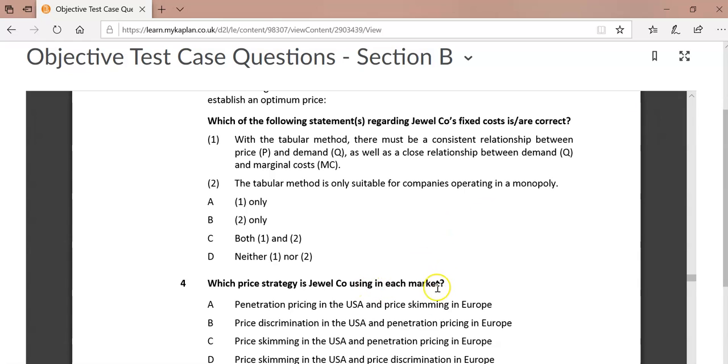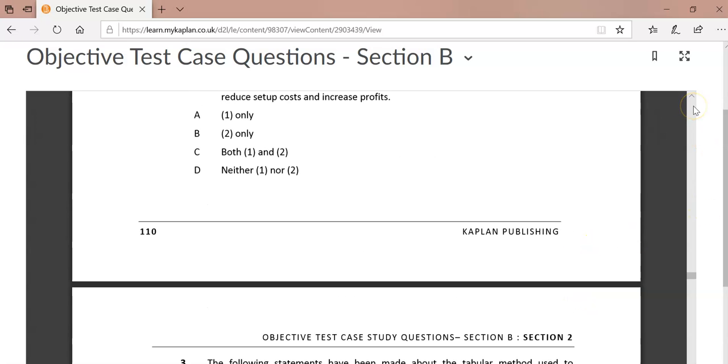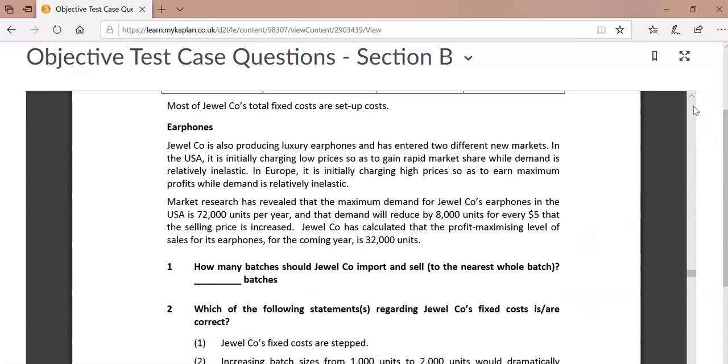Which price strategies are they using in each market? So like I said, in the US, it must be penetration pricing, and price skimming in Europe. Good. And then the last one is again quite practical. Again, like I say, it's almost like a hands-on question.